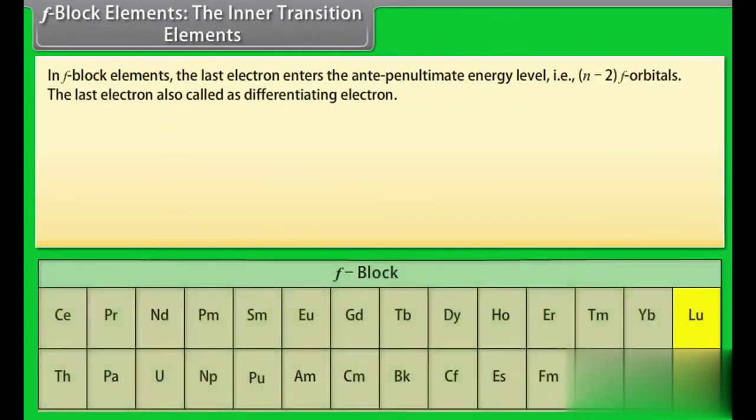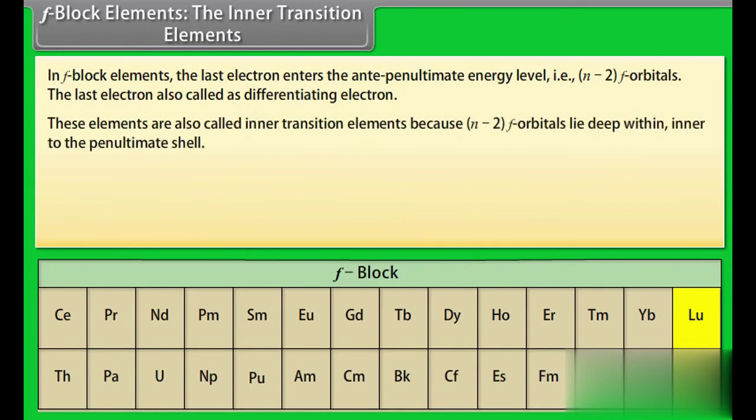F-block elements, the inner transition elements. In F-block elements, the last electron enters the antepenultimate energy level, that is the (n-2) f orbitals, where n can be 6 or 7. The last electron is also called the differentiating electron. These elements are also called inner transition elements because (n-2) f orbitals lie deep within, inner to the penultimate shell.